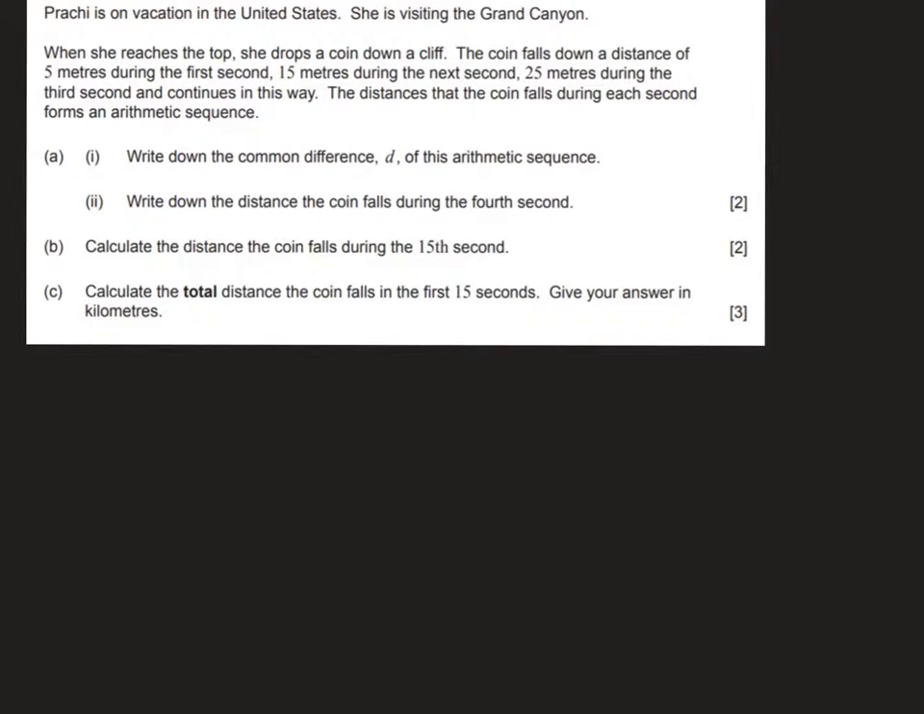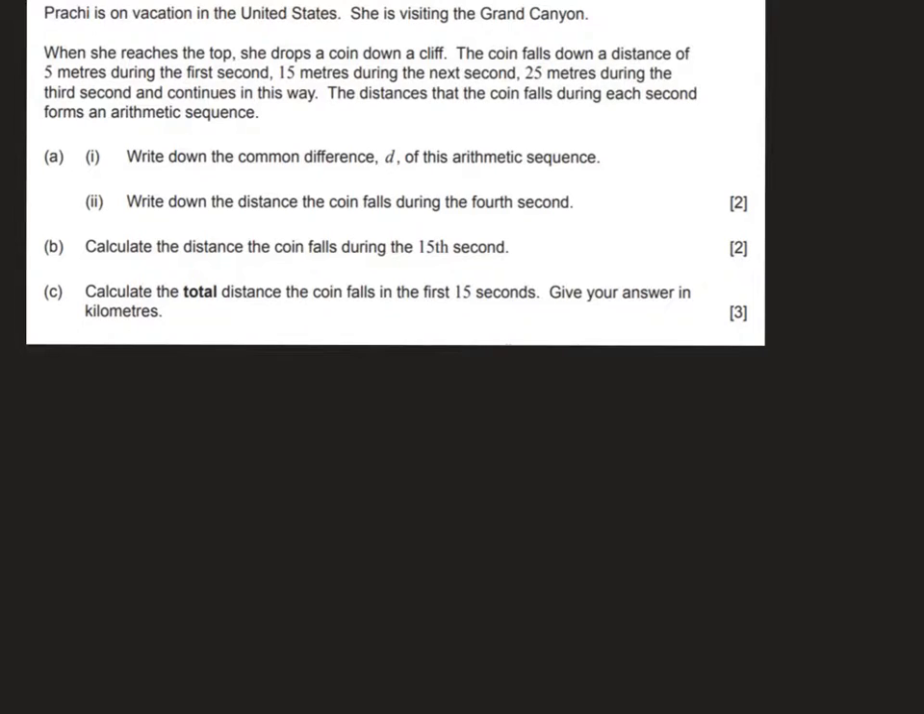Question 3 was by far and away the hardest question in this learning quiz, and no one took the full 15 marks for this. So this is probably the one that most of you are going to want to go through. It starts off fairly easily. So we've got this person, Prachi, who is visiting the Grand Canyon and decides it would be sensible to throw some coins off the top.